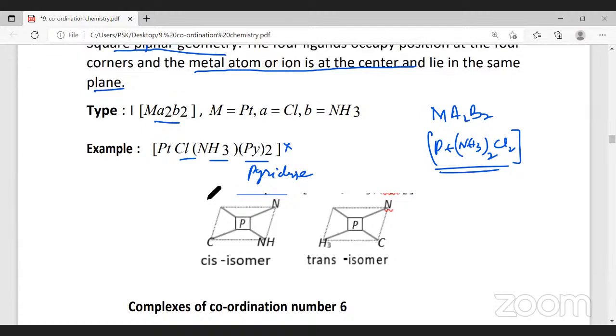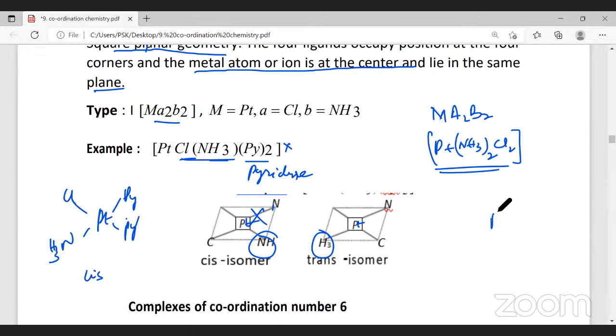Now you can see this is not clearly mentioned. Anyway, this is platinum, so don't worry about this example. Cisplatin, you remember, or this example also you can remember. If I write platinum with 4 bonds, and pyridine is close to chlorine and ammonia, this will be the cis isomer. If you take platinum, and pyridine is opposite, this will be the trans isomer. Did you follow this? Yes, sir.